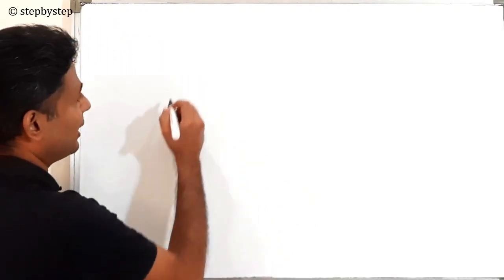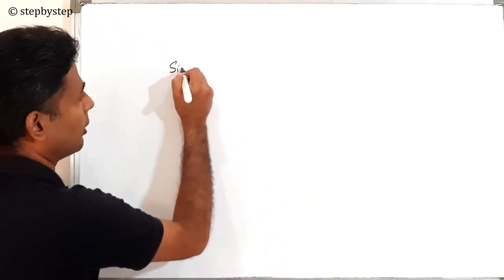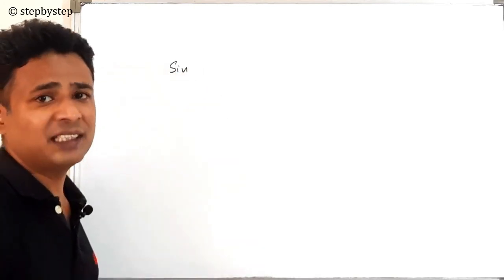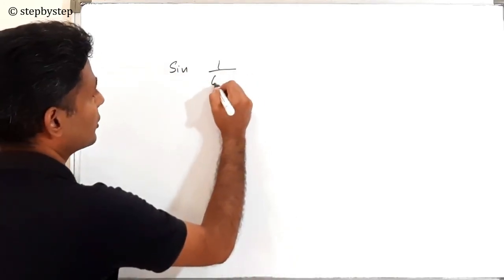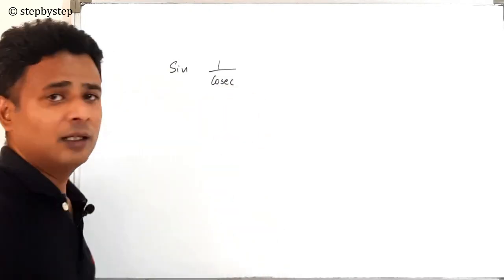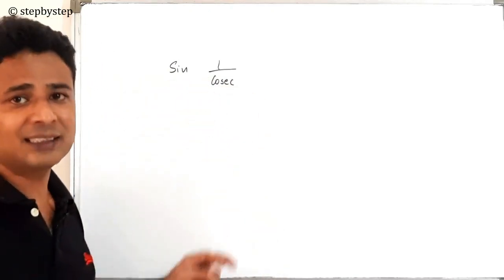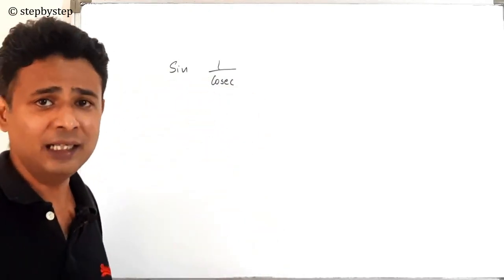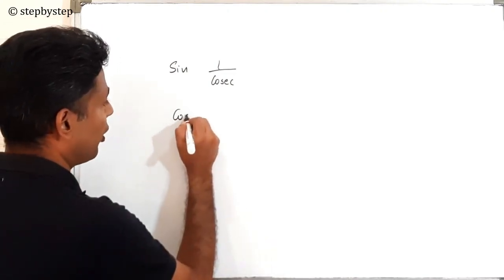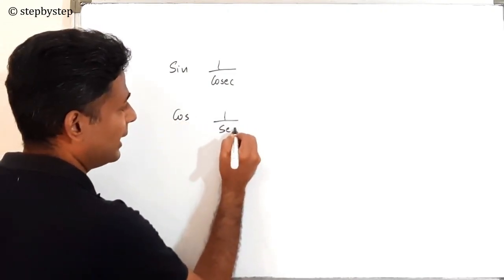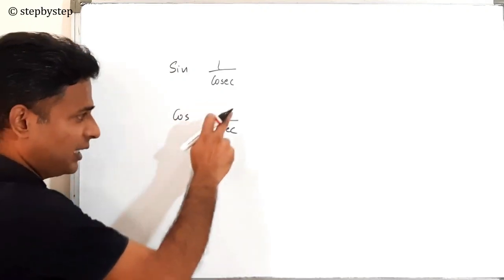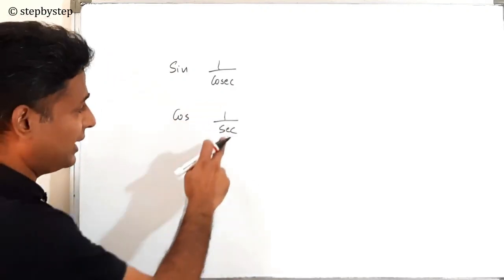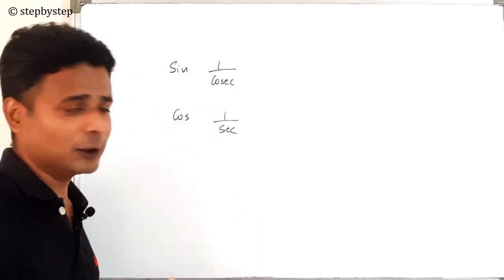Before we come to the three identities, things you need to remember. Sine, what is the reciprocal of sine? Cosec. So we can write sine as 1 by cosec. Similarly, cosec can be written as 1 by sine. Reciprocal of cos: sec, or secant. So cos can be written as 1 by sec, and sec can be written as 1 by cos.